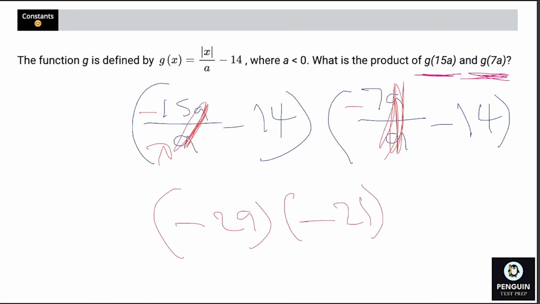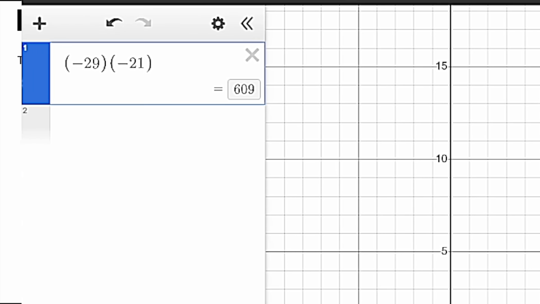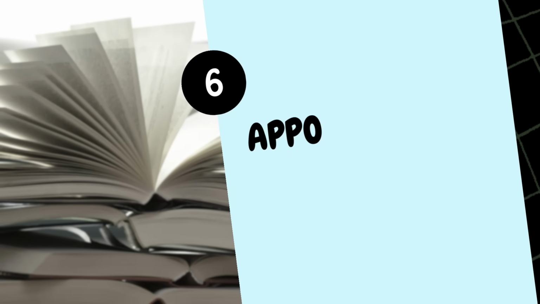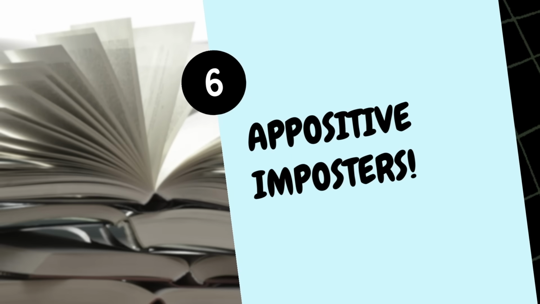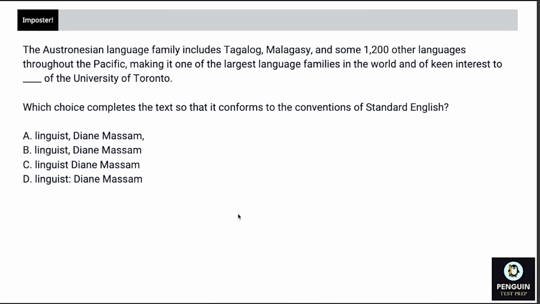We could certainly plug that into Desmos real quick. And then it's going to be 609 for our answer. My next prediction is appositive imposters. And I call these appositive imposters because they look like appositives, but they're not. Let's talk about what an appositive is real quick.